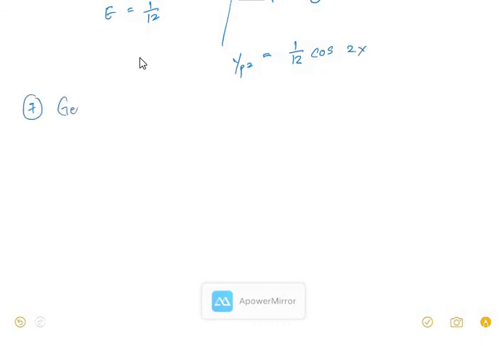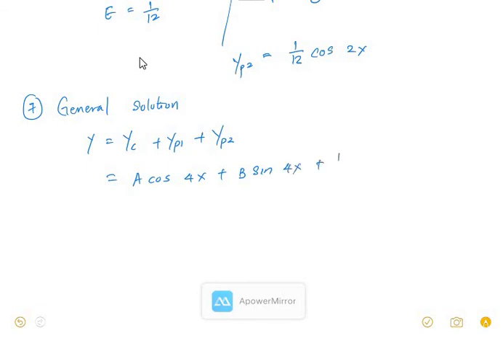Next, you write down your general solution. That is y equal to yc plus yp1 plus yp2, which is equivalent to a cos 4x plus b sine 4x plus 1 over 8 x sine 4x plus 1 over 12 cos 2x. So that's all for another example on the combination of trigonometry.